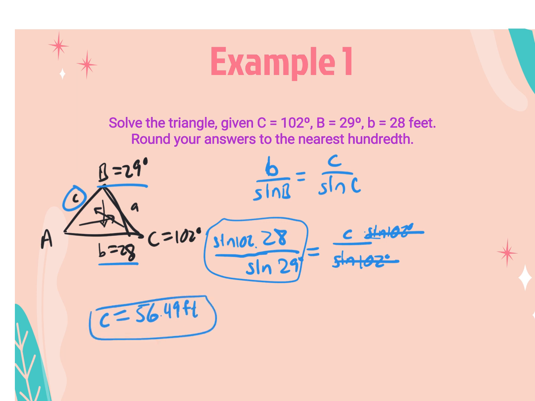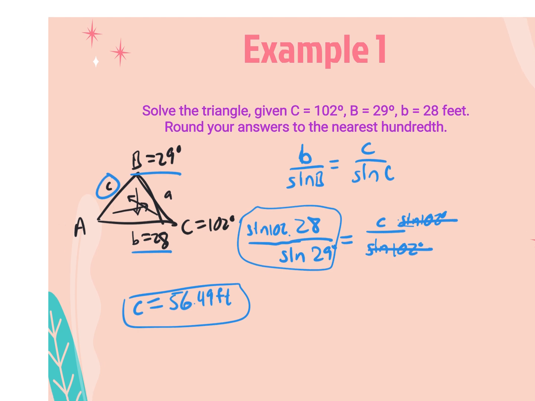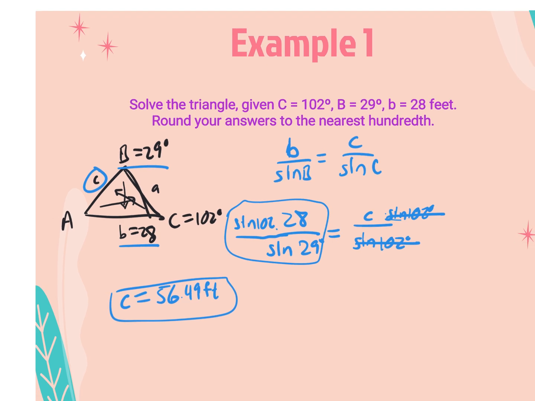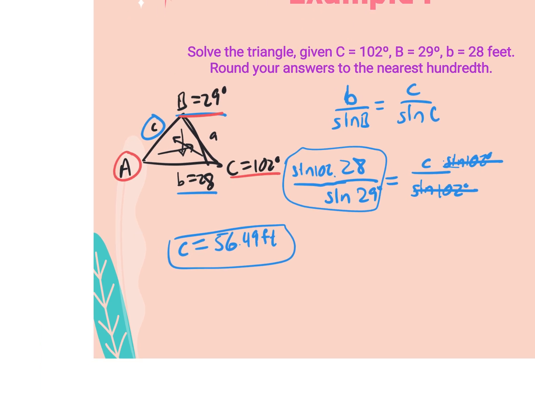So we found a missing side. I didn't do this to begin with, but you could have found your angle A first. Keep in mind any triangle has interior angle measures that add up to 180. So to find A, you just subtract your values from 180. So I'm going to do 180 minus 102 minus 29. This should get you, I think, 49. So that gets us our missing angle.